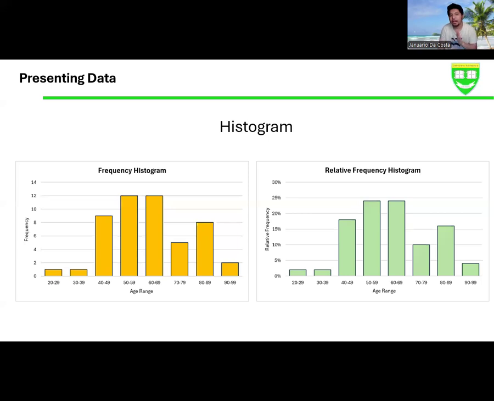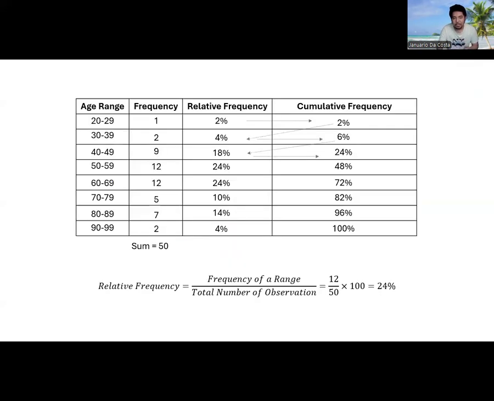Basically, a histogram of frequency is you just plot the age range against this frequency over here. That's a histogram of frequency. If you go to a histogram of relative frequency, you just plot this age range against this relative frequency over here.